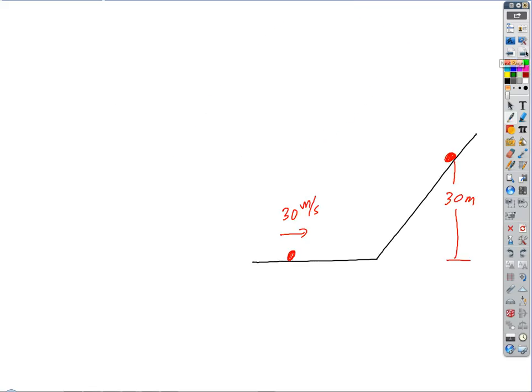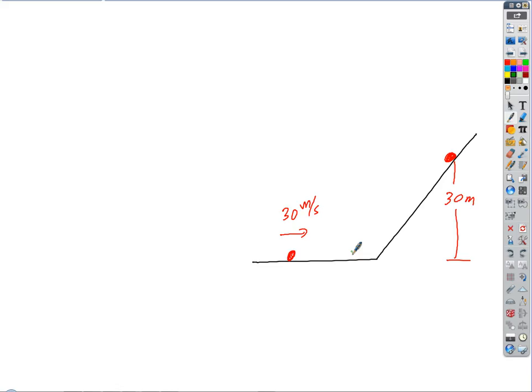Okay, how about a problem like this? If I want to determine the height that this object is going to go to, I want you to tell me if there are any... Here's my question. So here's the beginning. This object is rolling along on a flat surface with a speed of 30 meters per second. It encounters this incline, and the highest point it gets to before it starts to roll down is 30 meters.